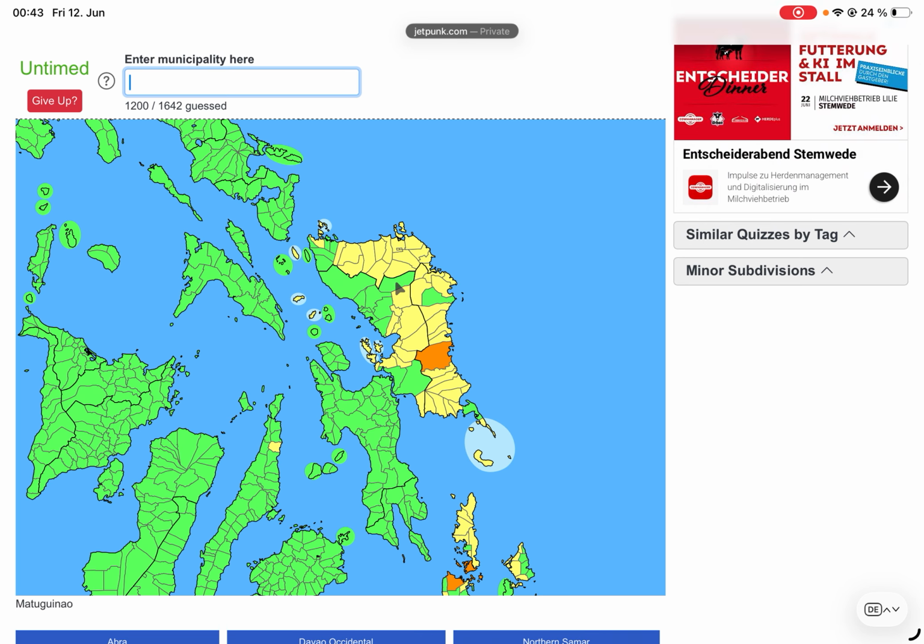But yeah, south of Matugino we have San Jose de Buan. Then we have Hiabong, we have Motiong, Paranas, San Sebastian, Inabangan, Calbiga, Pinabagtao. This should be Villarreal. And then we have Talalora.